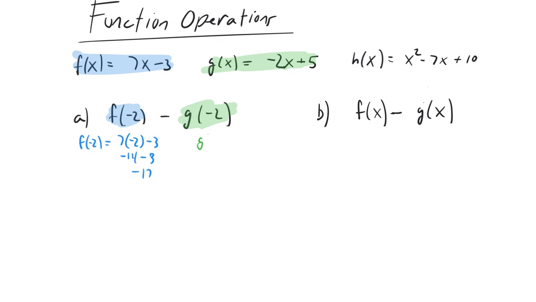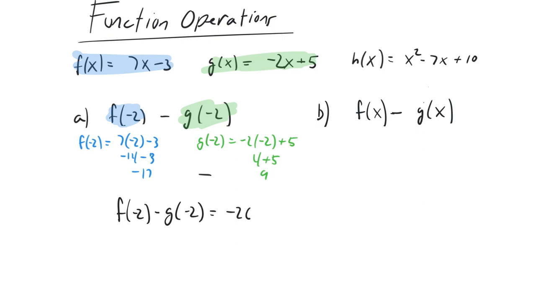Then I want to find g of -2, which is -2 times -2 plus 5. So then that's 4 plus 5, which is 9. So now that I have those two values, I'm going to go ahead and do that operation. So it said subtract them. So it just says -17 minus 9, which is -26. So f of -2 minus g of -2 is -26. So I do want you guys to write your answers back in the notation. So it should look like that.